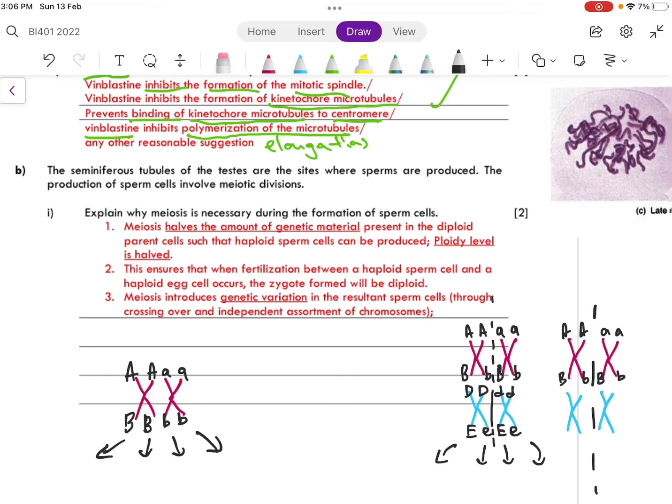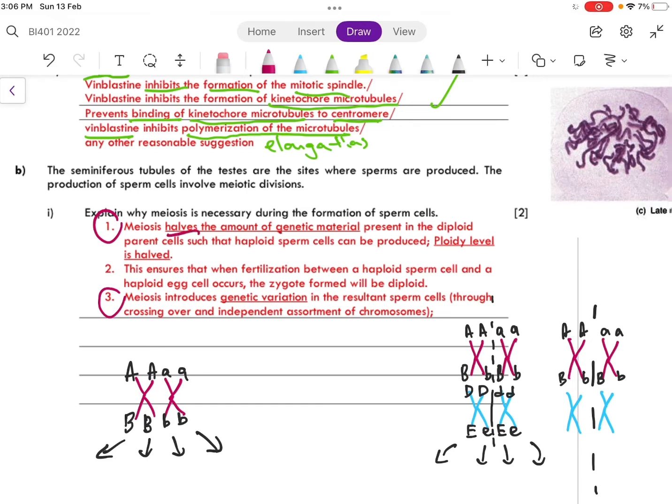Okay, now let's go through part B. They ask you to explain why meiosis is necessary during the formation of sperm cells. I noticed that students either give point 1 or point 3, but not both. Okay, let's look at point 1.